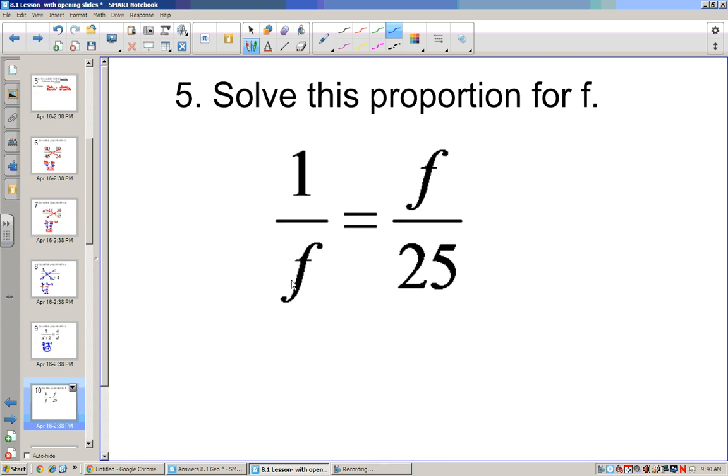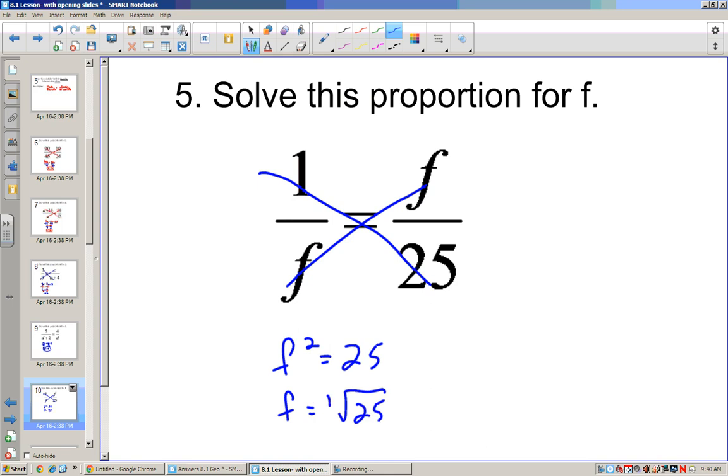Now this one is slightly different. When I cross multiply, I have f times f, which is f squared. If f squared is 25, we solve this by taking the square root of both sides. But as I take the square root, I have to look at both my positive and negative answers, because f could be both 5 and negative 5. So there are two answers for this problem.